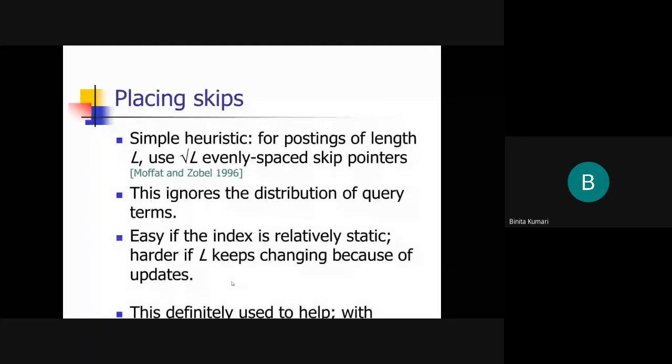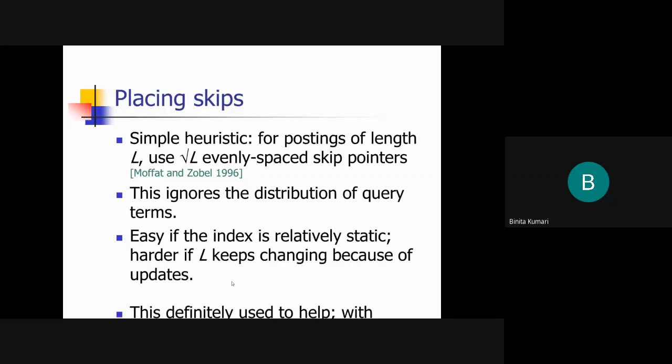Then root over 16 evenly spaced skip pointers should be used. So root over 16 is 4. The total 4 skip pointers should be used. Okay.